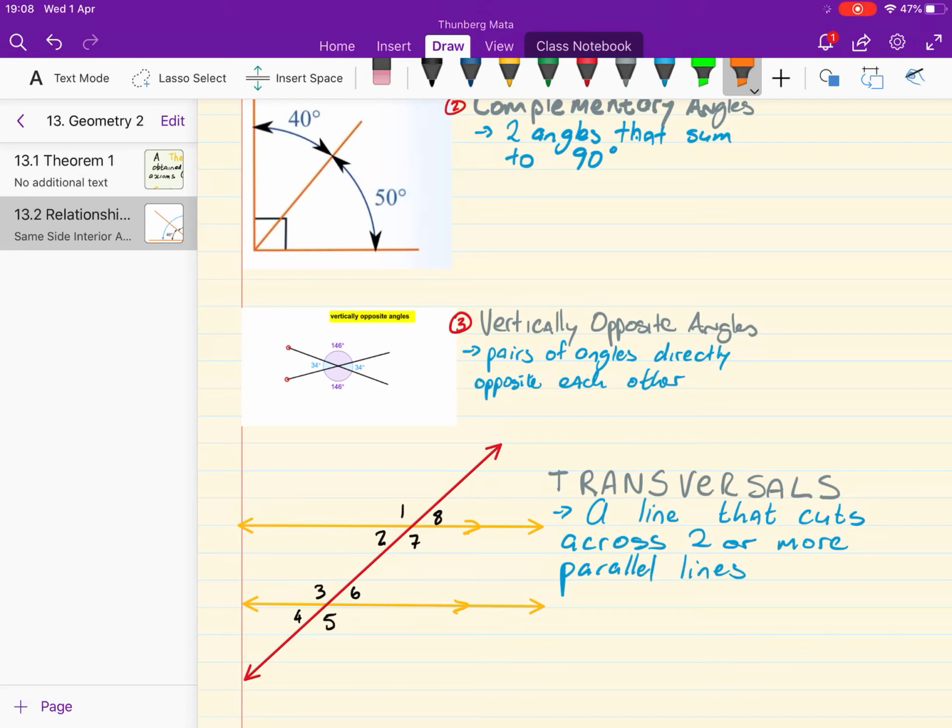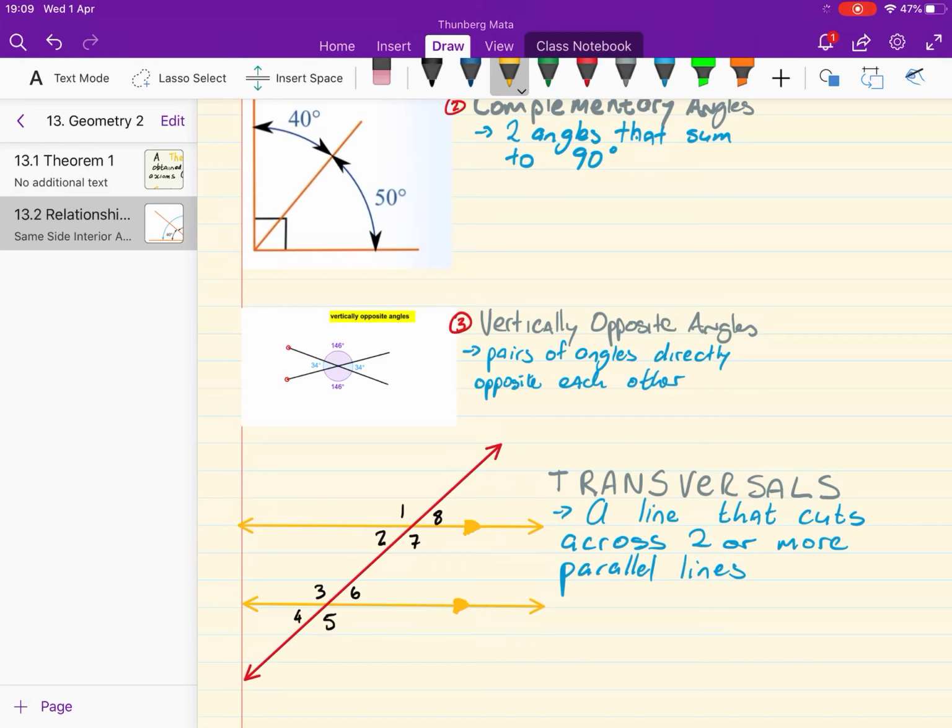Now, what we learn in this video will be about angles around transversals. So we can see here that I have two lines that are parallel. The lines that are parallel are the lines that I have these arrows drawn on. So this one here and this one here. They are parallels. They would never ever cross each other because they're the same distance from each other in both directions.